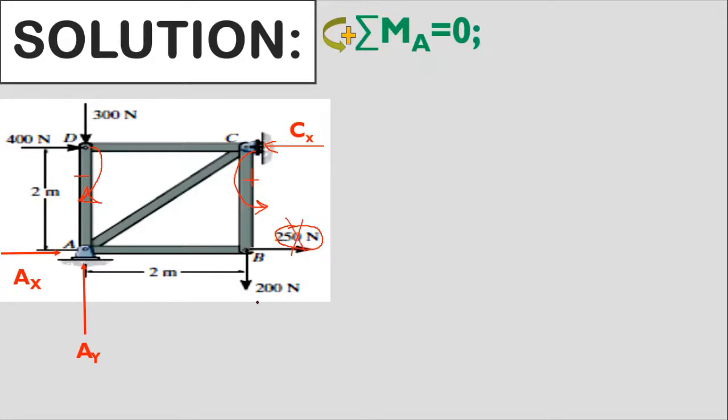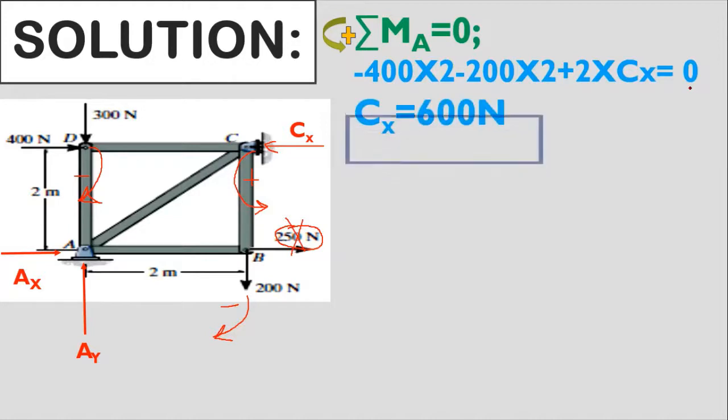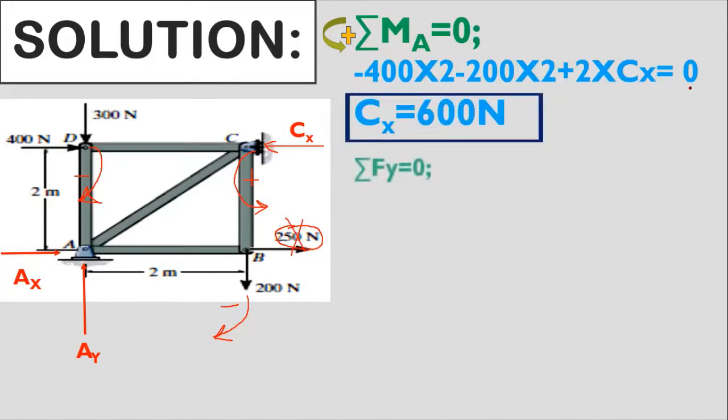So what about 200 newtons? Its rotation will be clockwise, so it will be the negative one, 200 multiplied by 2 meter. So what will be the equation? Minus 400 into 2 minus 200 into 2 plus 2 into Cx is equal to 0. Now we solve it, and the value of Cx comes out to be 600 Newton.